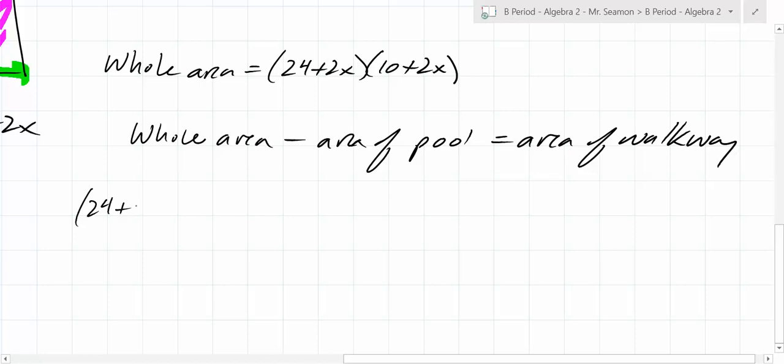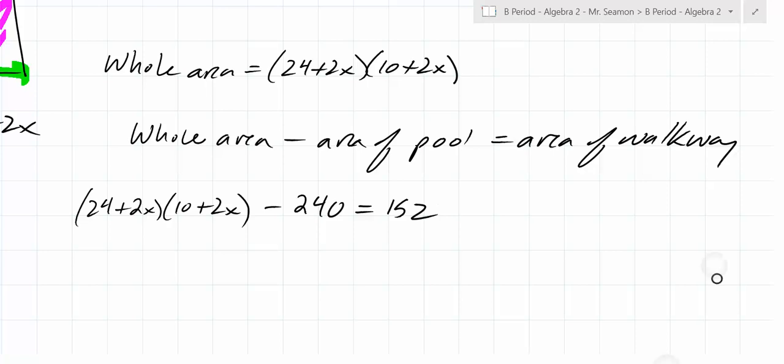So what's the area of the hole? The area of the hole is this one, we just wrote it here. What's the area of the pool? 240. And do we know what the actual area of the walkway is supposed to be? 152. So, is that a quadratic? Yes, it is a quadratic. It's not in standard form. Put it in standard form for me. Do that right now. That is actually correct.